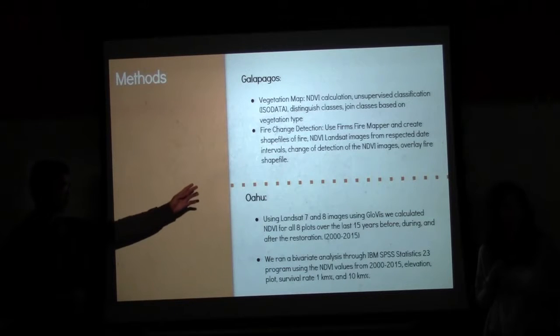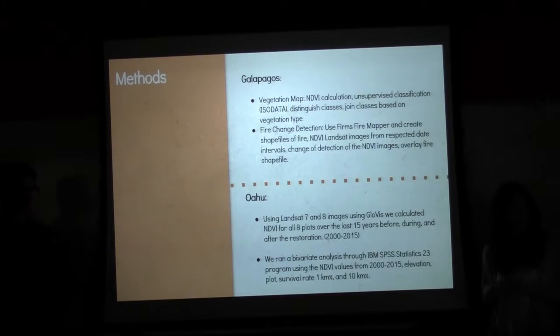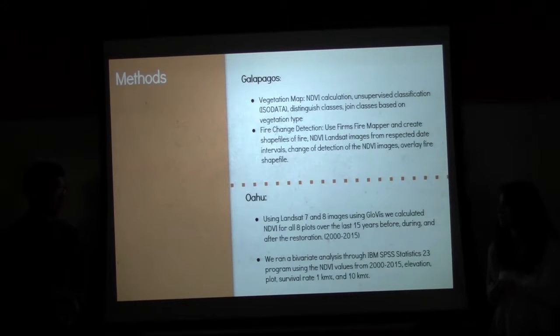And then for the fire detection tool, we used the FIRMS fire mapper, and then we were able to track down a specific fire of interest that we wanted, so that was in 2005. And then from that, we were able to calculate the NDVI of a Landsat image before the fire and then after the fire. And then we were able to overlay the fire shapefile to determine if there was regrowth in that area.